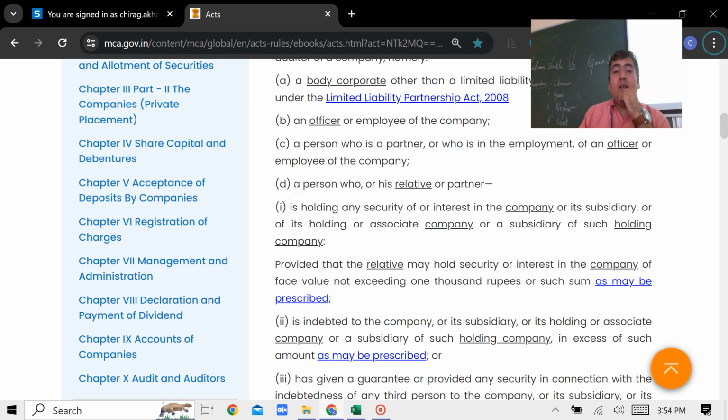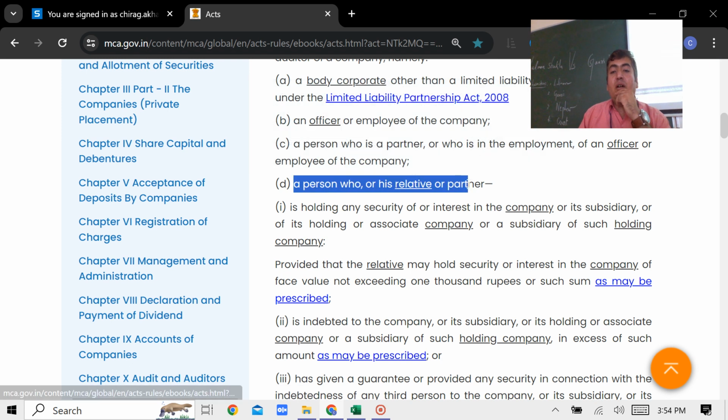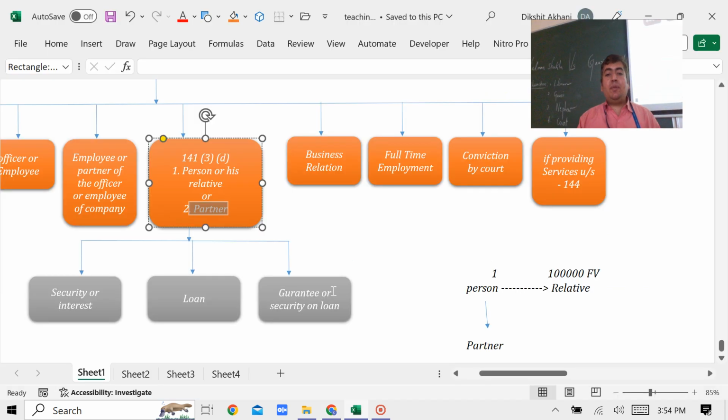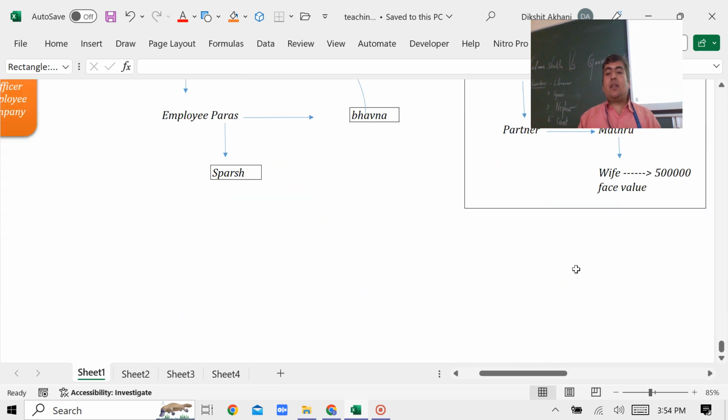What is written? That a person or his relative or a partner is holding any security or interest in the company or its subsidiary. But please write down over here: this is applicable to whom? The company. All right. Or the company's subsidiary.